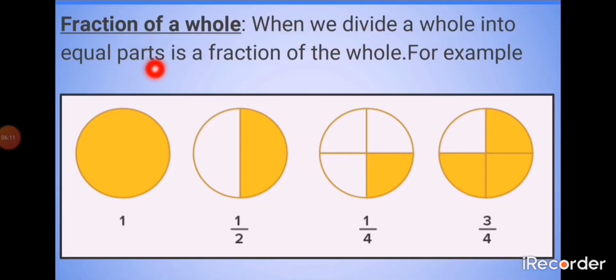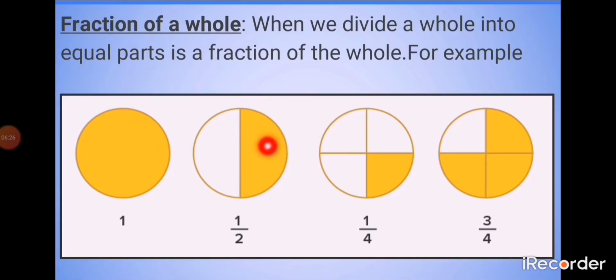When we divide a whole into equal parts, each is a fraction of the whole. So first I am going to tell you about fraction of a whole. You can see there are 4 circles here. Each is of the same size. The first one is a whole, a complete shape. A complete shape is called a whole.